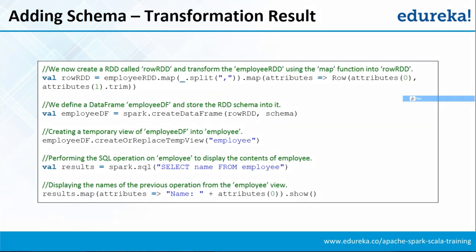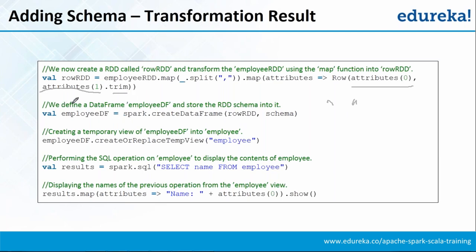In this case, look at this employee RDD. We are splitting it with respect to comma. Remember we have name and then age like this, so we are telling attribute 0, comma, attribute 1. And we are trimming it just to ensure that there are no spaces, because we don't want to unnecessarily keep those. That's the reason we are defining this trim statement.